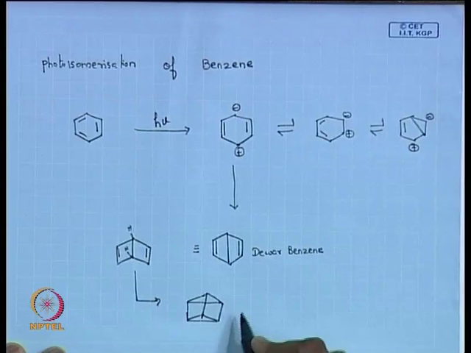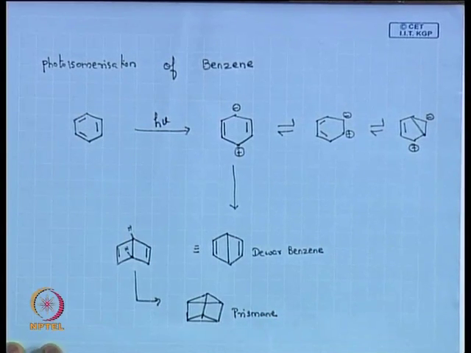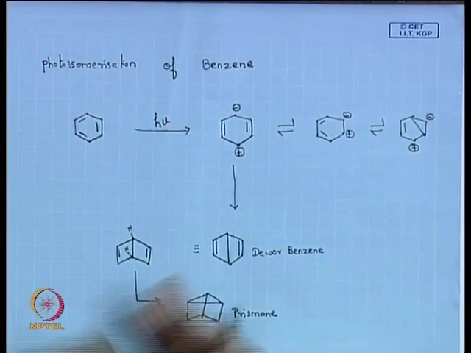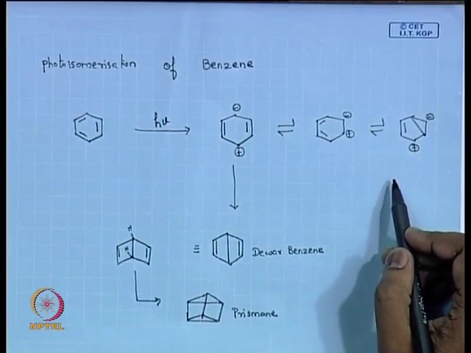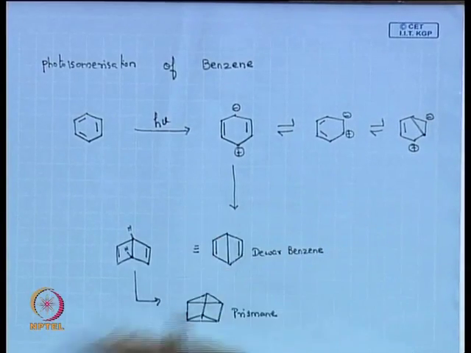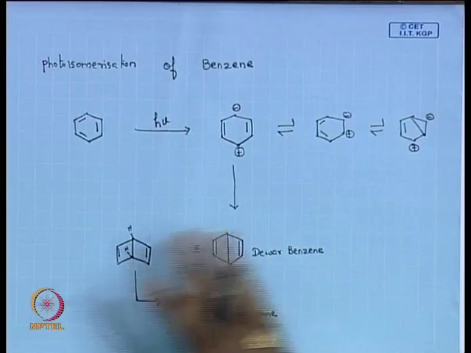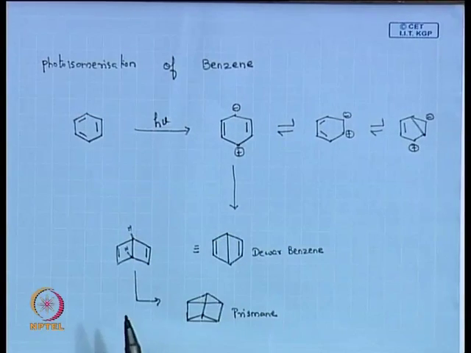Fine. So, this you call as prismane. See, benzene does a lot of this chemistry. Take benzene, you photolyze, you end up with Dewar benzene. Dewar benzene can undergo again your addition, giving you prismane. Nice to see this type of structures of benzenes. This you call as photoisomerization type of reactions. Okay.